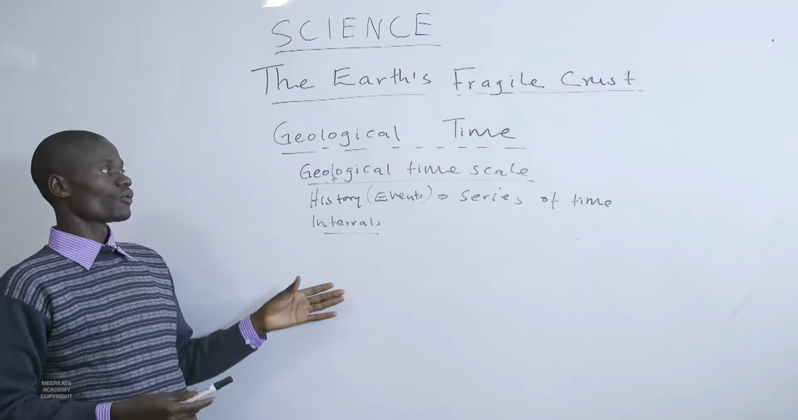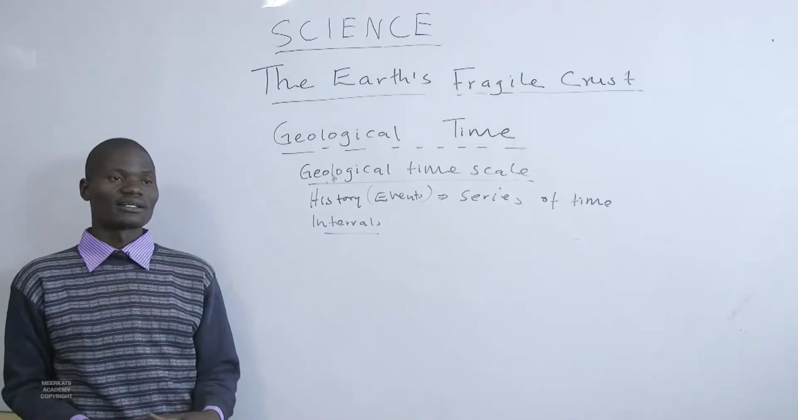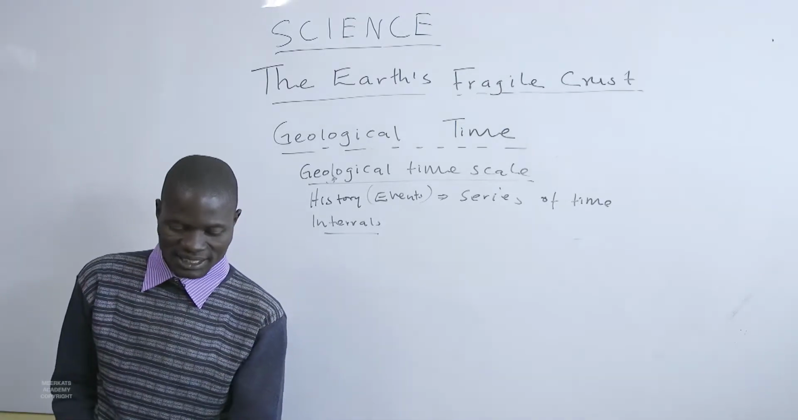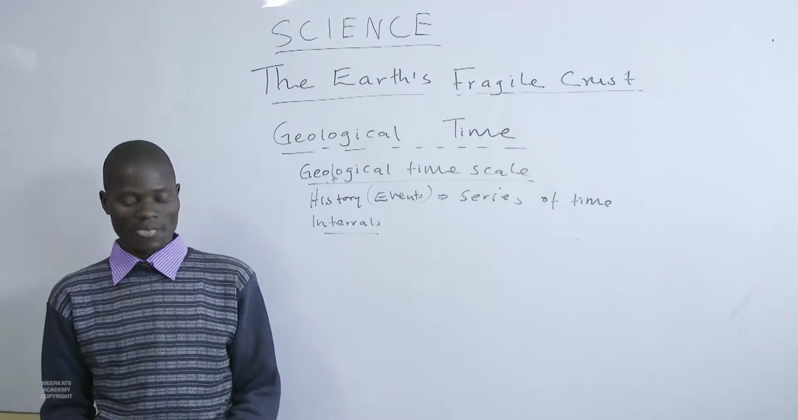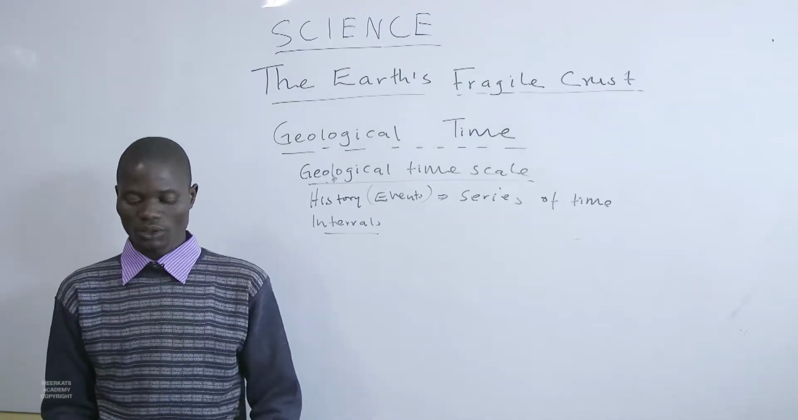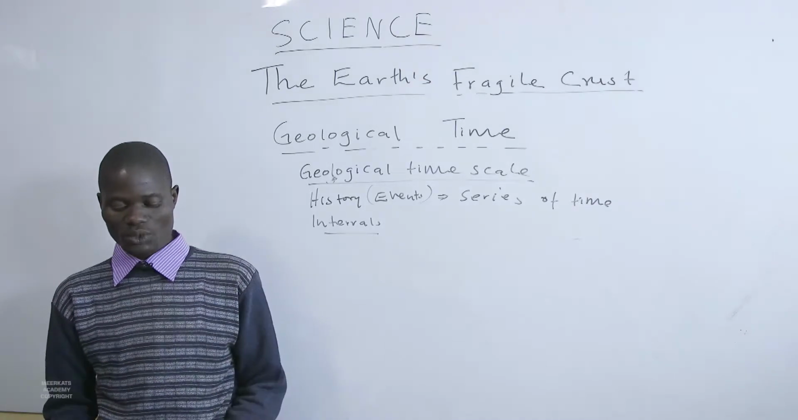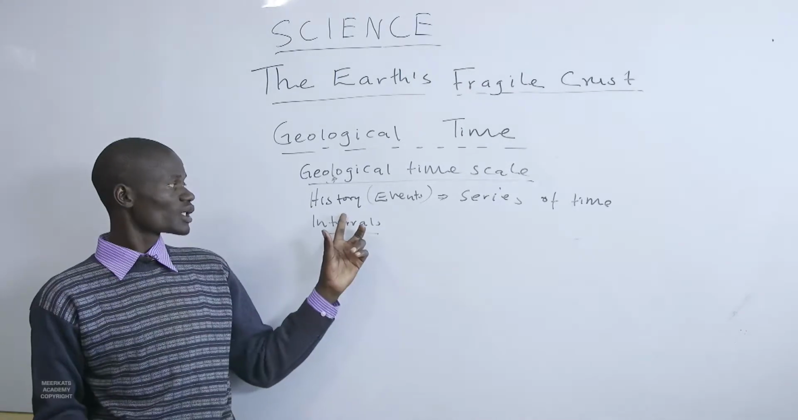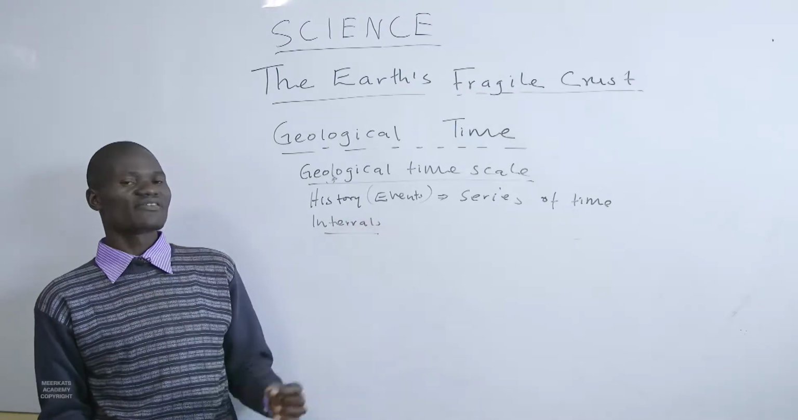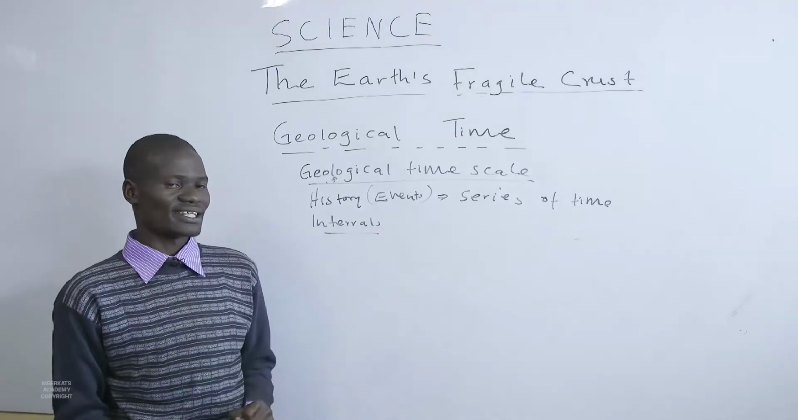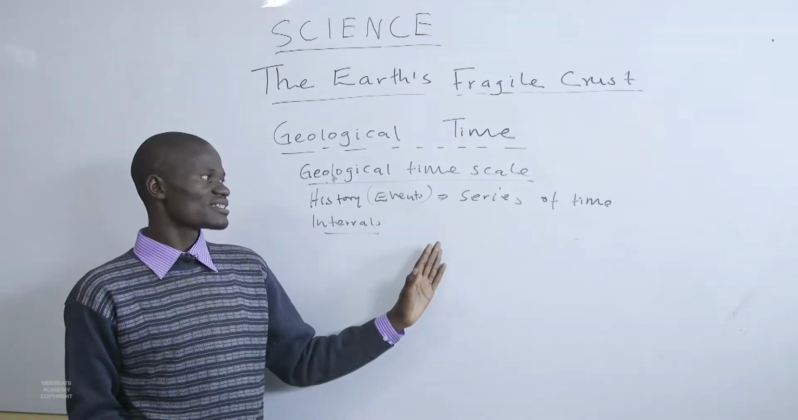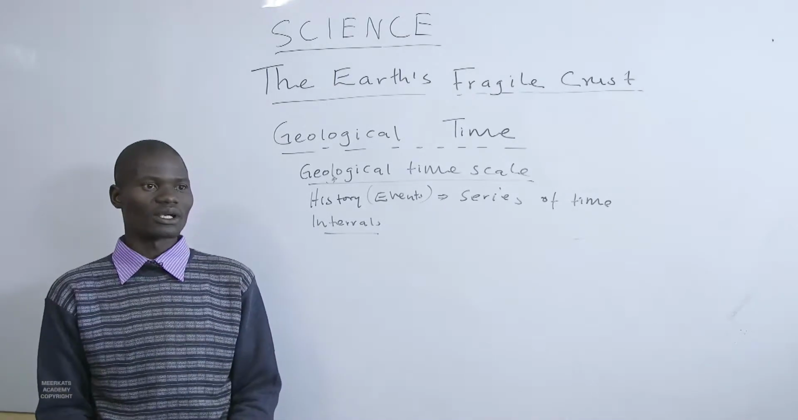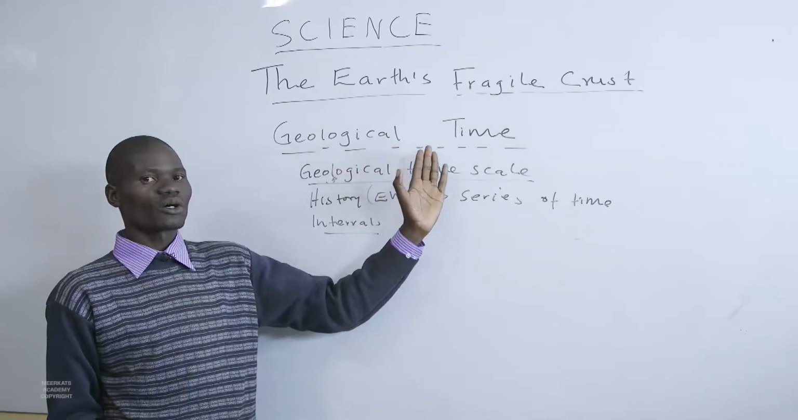That is, we are now advancing at what we call absolute dating, and therefore this gives us, as geologists, the ability to come up with what we call the geological timescale, whereby we look at the history of the events that have happened on planet Earth. These events have been divided into a series of time intervals. That time interval is what we call the geological time.